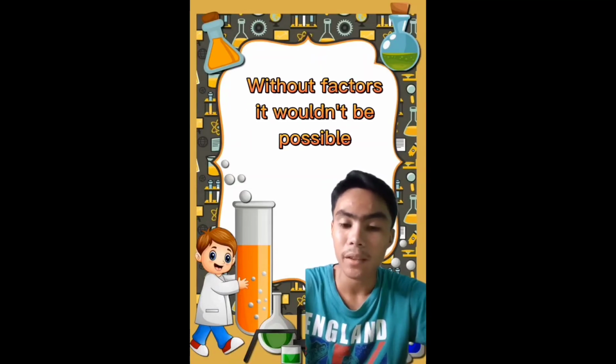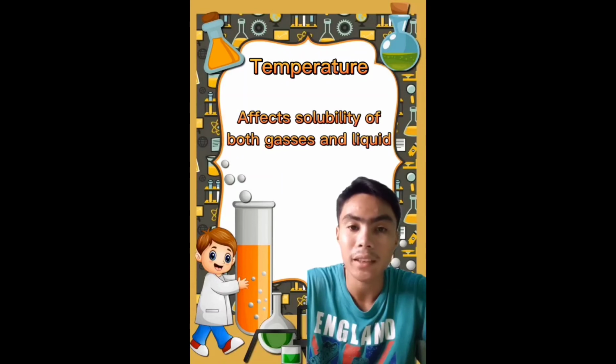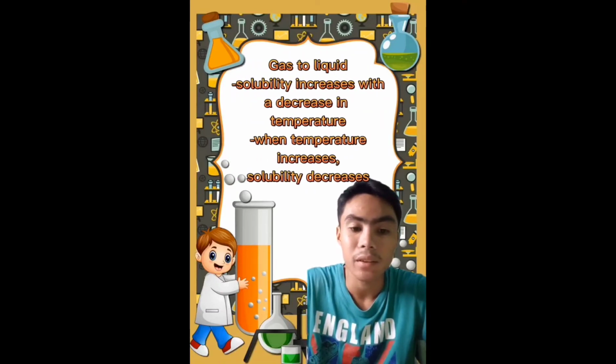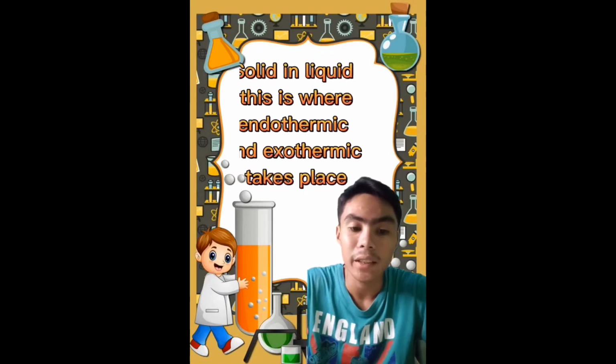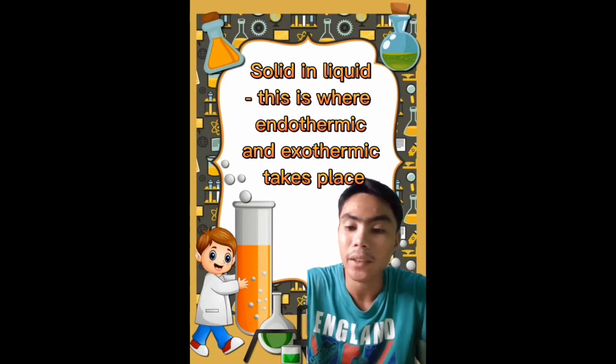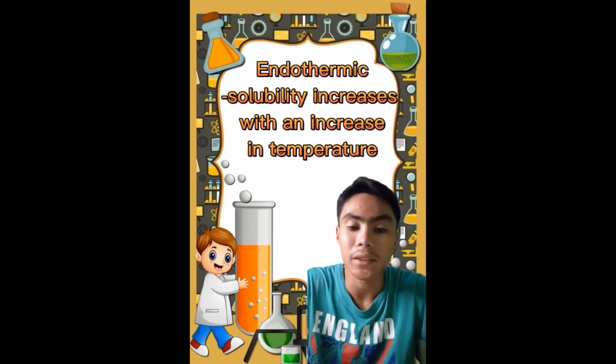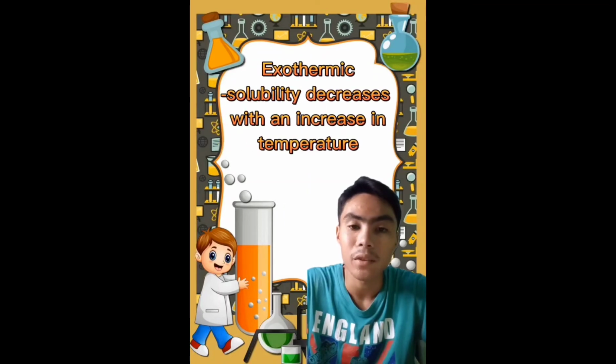But without factors that affect solubility, change, may it be physical or chemical, will not be possible. First is temperature. It affects the solubility of both gases and liquids. Gas in liquid. Solubility increases with a decrease in temperature and decreases with an increase in temperature. Solid in liquid. This is where endothermic and exothermic reactions take place. What are these? Endothermic reaction. Solubility increases with an increase in temperature. Exothermic. Solubility decreases with an increase in temperature.